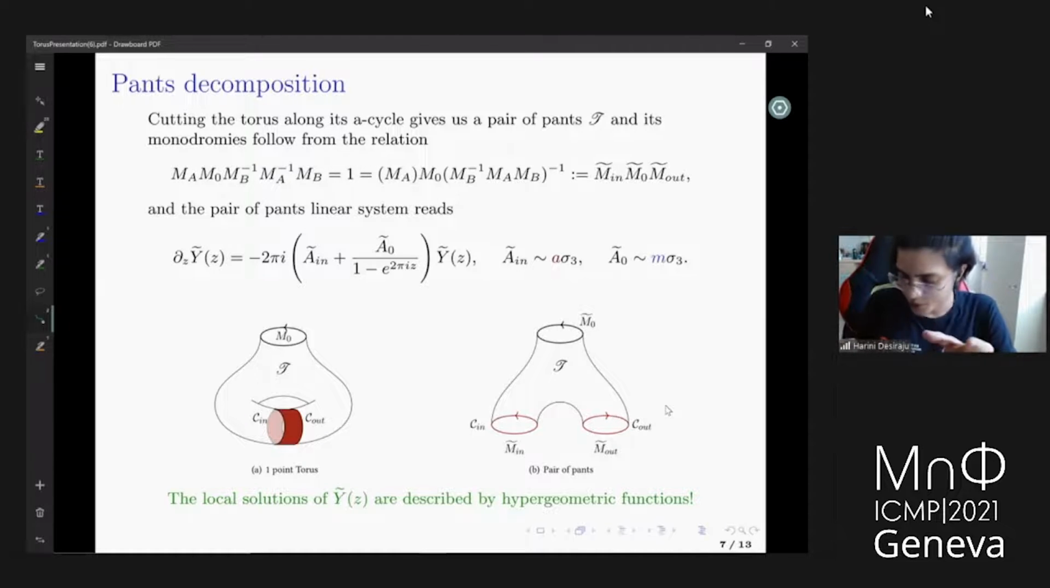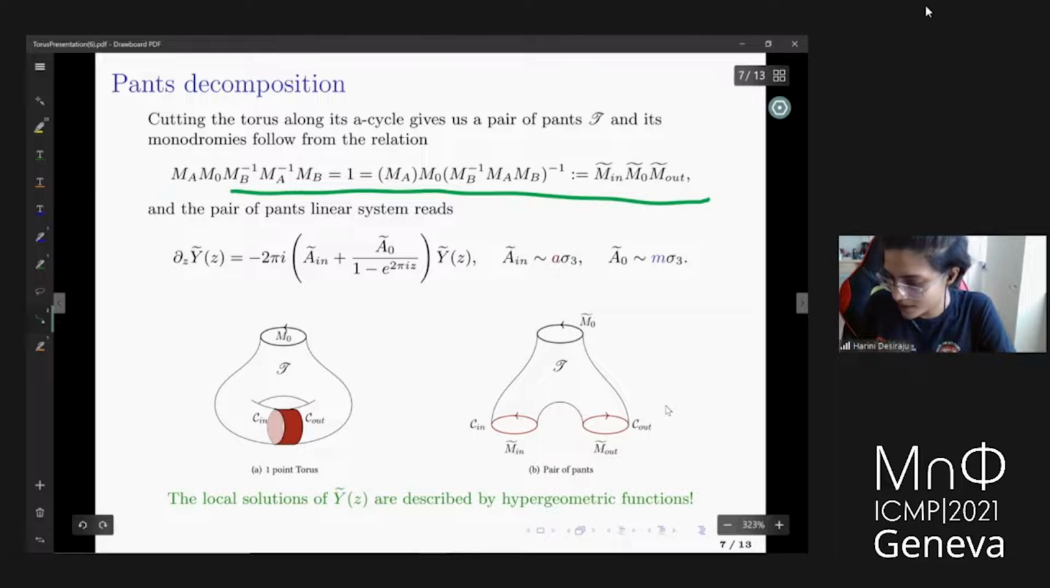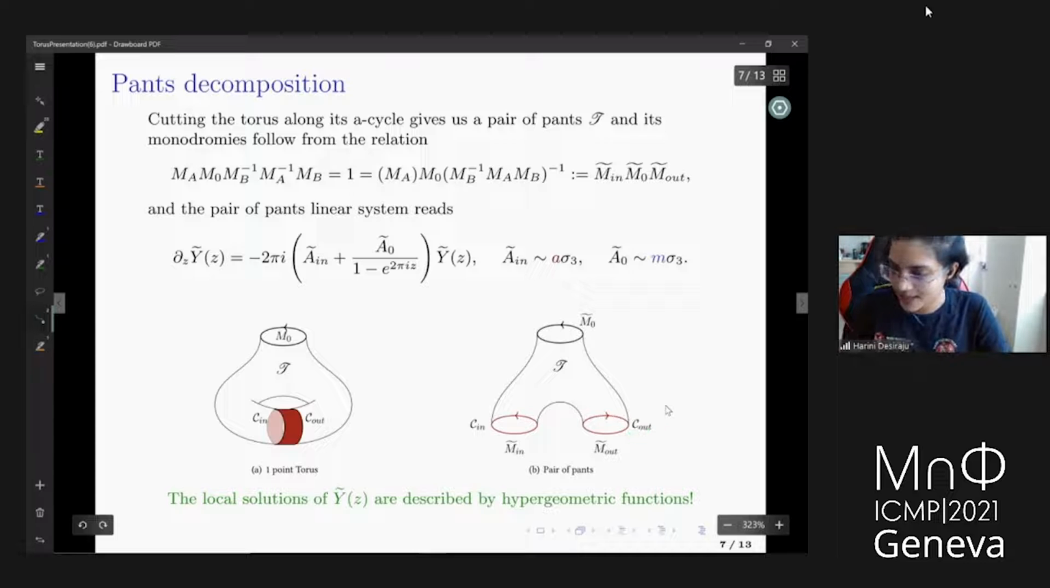The monodromy group of the 1-point torus can be mapped onto the monodromy group of the 3-point sphere. And that is evident through this equation. So in other words, if I cut the A cycle, I get 2 circles that here are called C_in and C_out. The monodromy around C_in, which is called M_in here, is the same as the A cycle monodromy. The monodromy around C_out is the A cycle monodromy conjugated with the B cycle monodromy. And the matrix around 0 remains unchanged. Here, when I say the same, it is up to conjugation, if they're in the same conjugacy class.